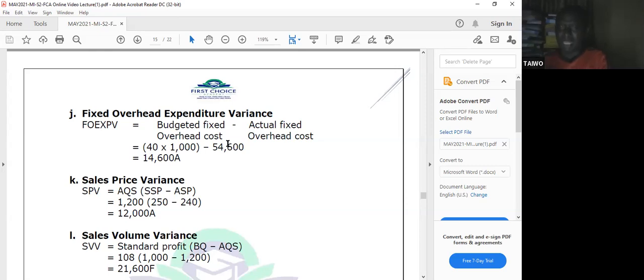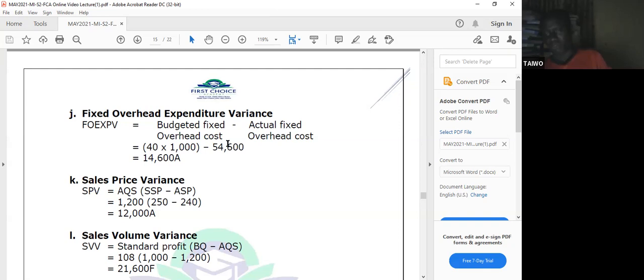So what do I mean by this? Let's say, for instance, you are running a bakery business. At the beginning of that period, you have set a target, a standard, a budget for the amount you are going to pay for your rent, which is the fixed overhead cost, of 1 million naira.